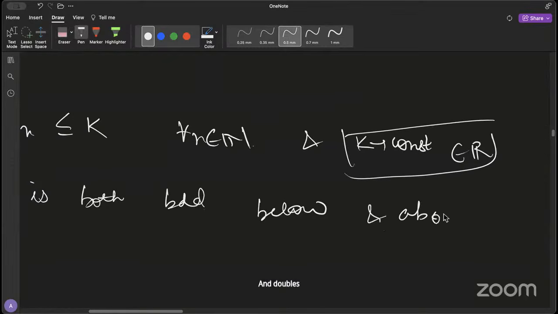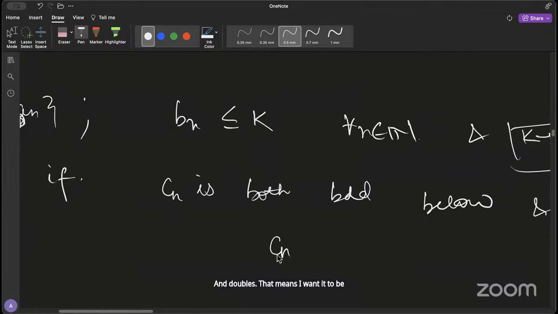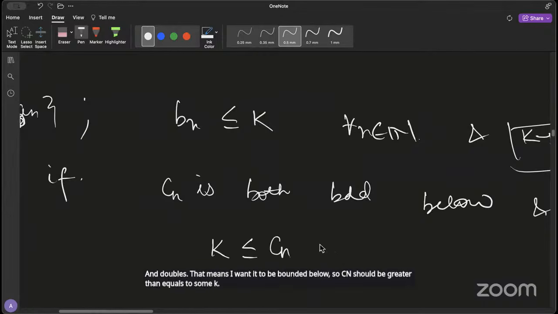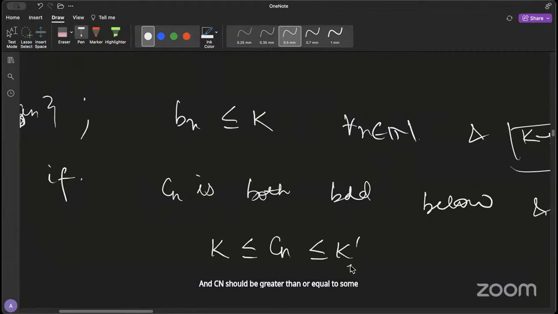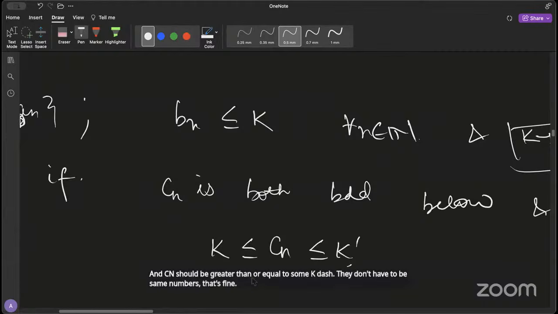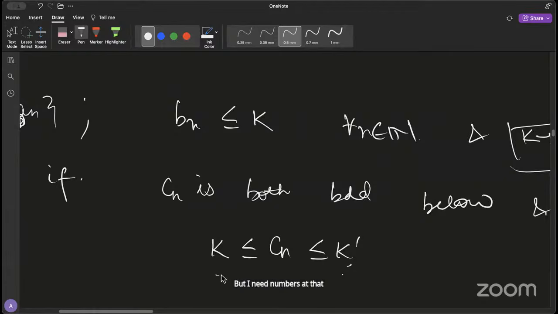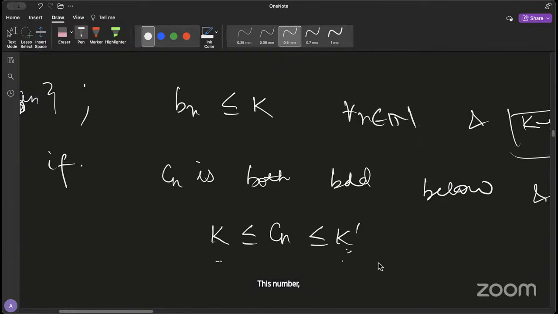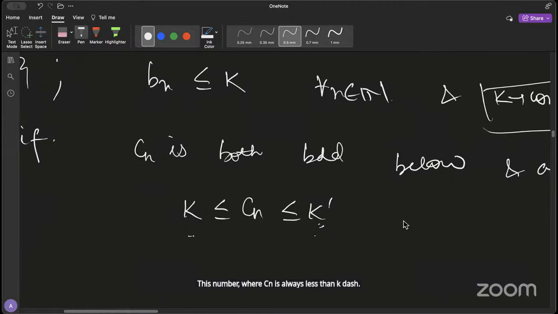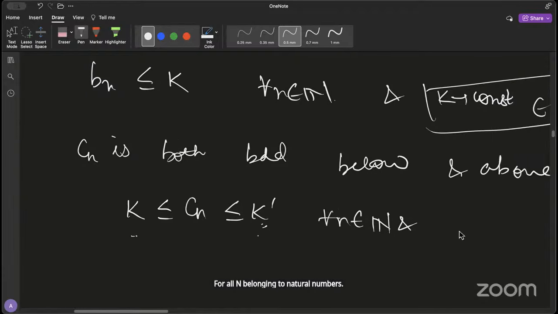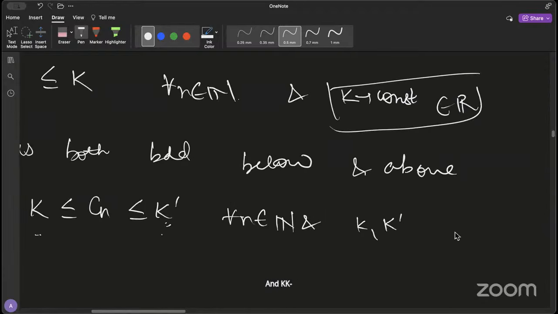And above. That means I want it to be bounded below. So Cn should be greater than or equal to some k, and Cn should be less than or equal to some k dash. They don't have to be the same numbers. That's fine. But I need numbers such that Cn is always greater than that number, and another number where Cn is always less than k dash. For all n belonging to natural numbers, and k and k dash are fixed constants belonging to real numbers.